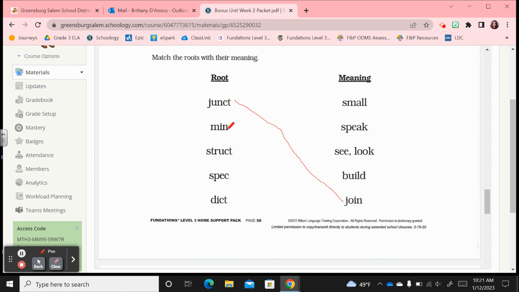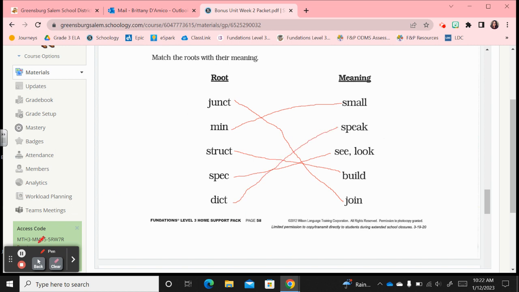Min, if you do the minimum amount of work, that means you do a very small amount of work. Struct, construct a sandcastle means to what? Build it, right? Spec, think of the word inspect. If I inspect your desks, I look and see how clean they are. And then dict, if I dictate a sentence, like on our foundations assessments, that means I speak the sentence and you write it.